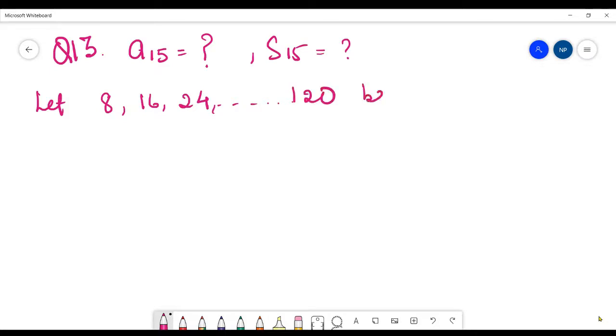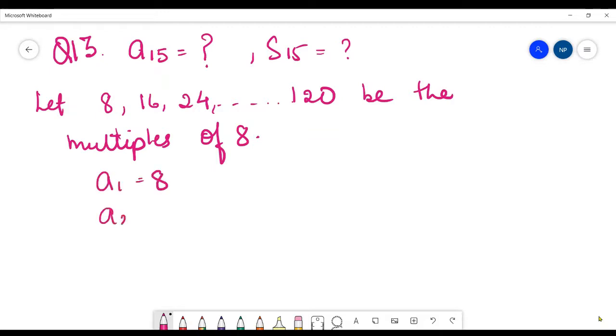Let the multiples of 8 be the terms. All right. Now we know A1 is 8, A2 is 16. The difference we can find out, 16 minus 8, that is A2 minus A1, which will be 8. Now we have A, we have D. Can we find out the 15th term? A15 can we find out?